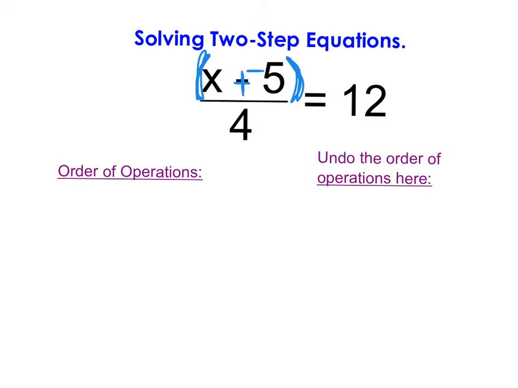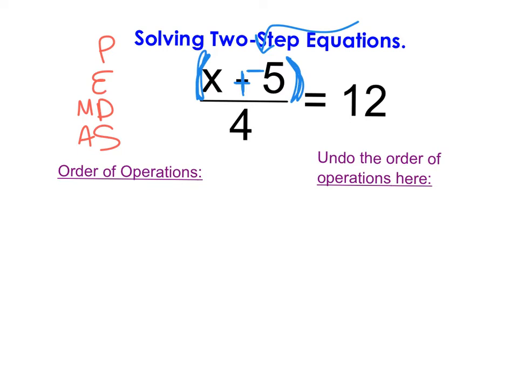So in order to solve this equation, I need to write out my order of operations first, because I'm going to undo my order of operations in reverse. So I know in my order of operations that my parentheses always come first. And because of that, what's going on in the numerator of this fraction, which is inside of parentheses, is actually going to occur first in the order of operations.